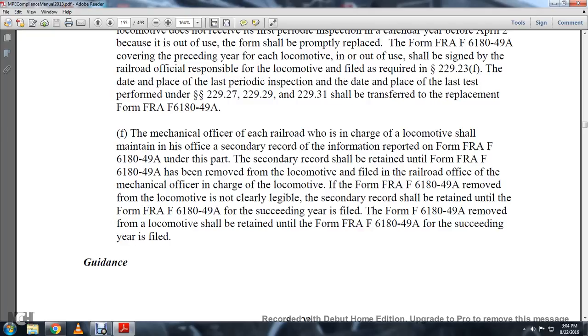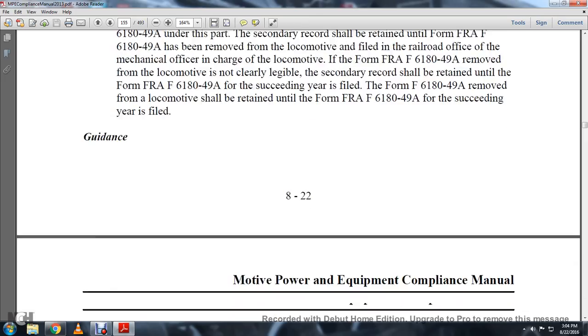If the FRA 6180.49A removed from the locomotive is not clearly legible, the secondary record shall be retained until the form FRA 6180.49A of the preceding year is filed. The form for the preceding year shall be retained for the locomotive.